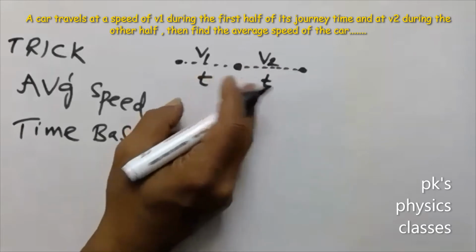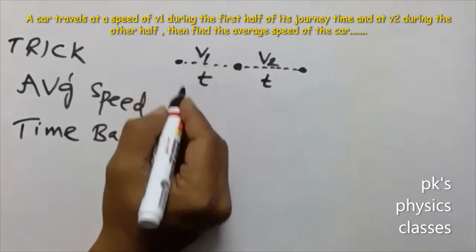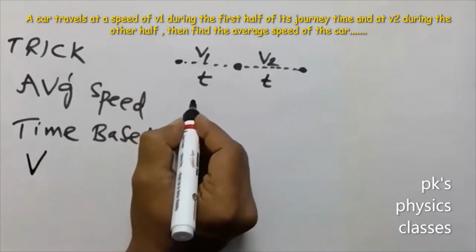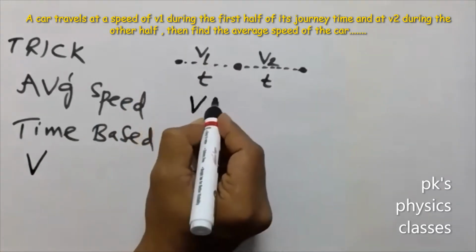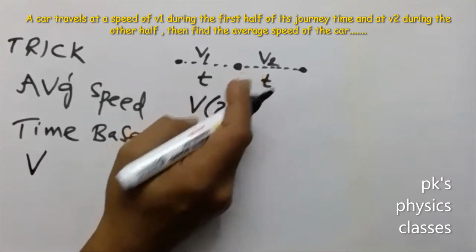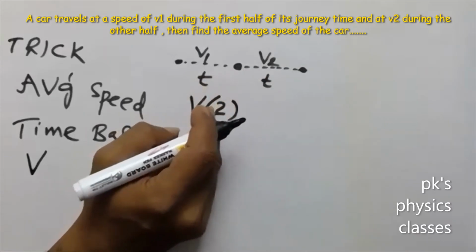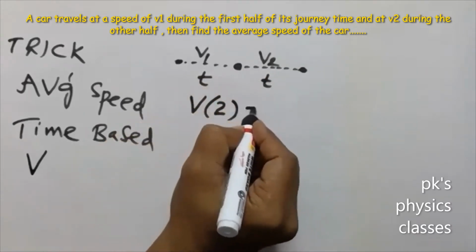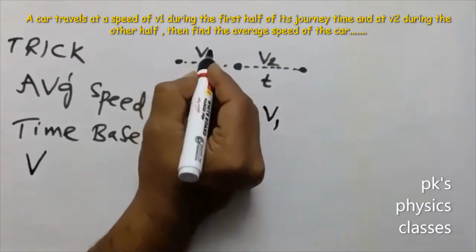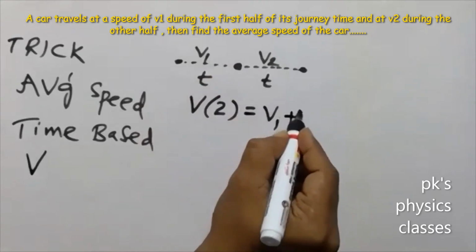Straight away, looking at this, how many t's are there? 2 t's are there. If we call the average speed of this situation v, simply v into 2, how many time durations are there? Just those many, you multiply, so v into 2 equals v1, first speed, plus next speed.